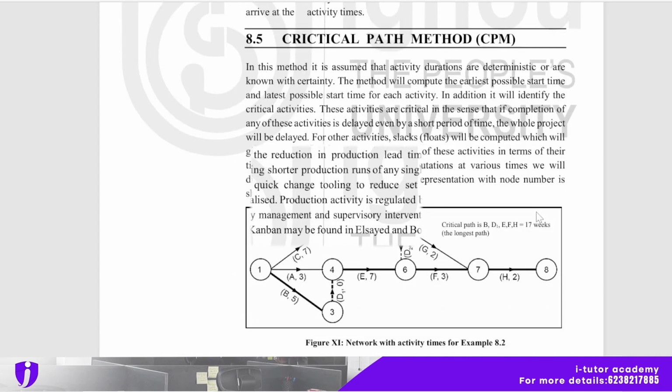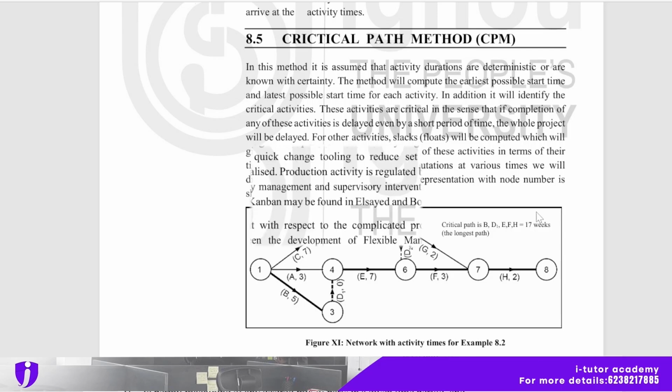Next is the critical path method, what is CPM. In this method, it is assumed that activity durations are deterministic or are known with certainty. The method will compute the earliest possible start time and latest possible start time for each activity. In addition, it will identify the critical activities. These activities are critical in the sense that if completion of any of these activities is delayed even by a short period of time, the whole project will be delayed. And for other activities, slack will be computed, which will give us some idea of the relative importance of these activities in terms of their time management.